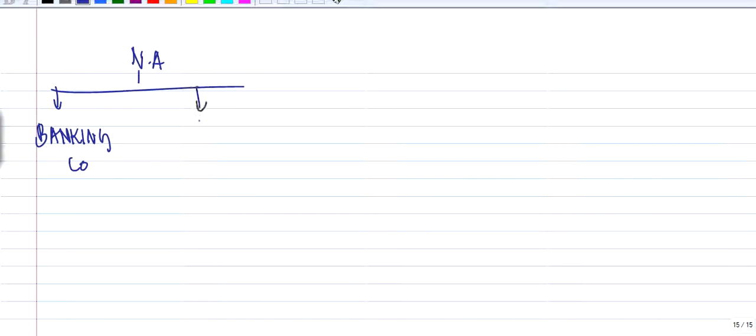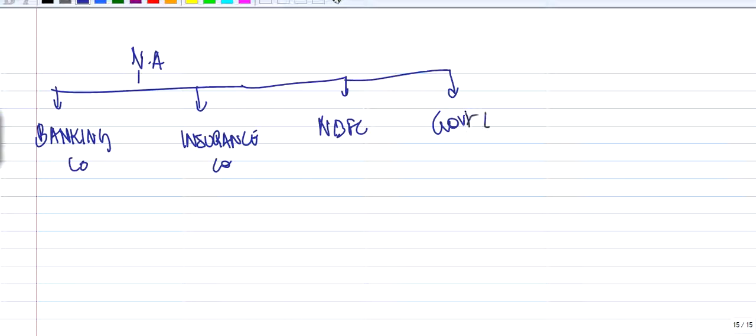This rule is not applicable to, of course, banking company, insurance company, or NBFC, government company. So this layer rule is not applicable to banking company, insurance company, NBFC, government company.